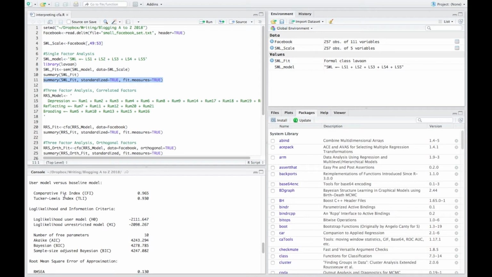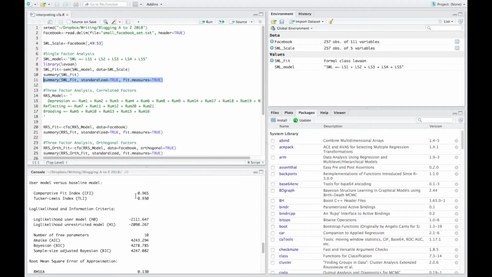So first of all, you have these 2 things here, comparative fit index and the Tucker-Lewis index. I'm going to write a blog post later on where I actually go through and talk about what these different fit measures mean and how they're determined. The only thing that I'll say for now is that these 2 are based off of your chi-square, and you want them to be greater than or equal to 0.9. Closer to 1 is better.